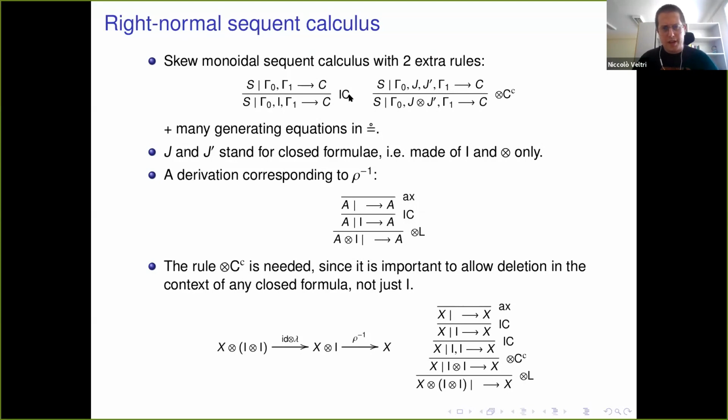So using this IC rule, it's easy to come up with a derivation corresponding to rho minus 1, because now this unit in the context can be simply removed. But then why is this extra rule needed?